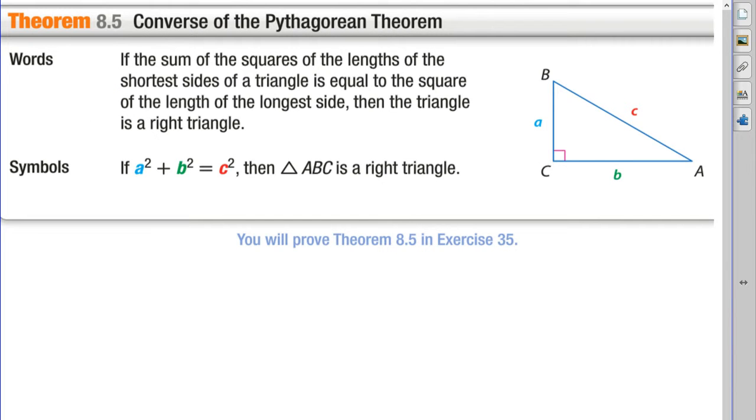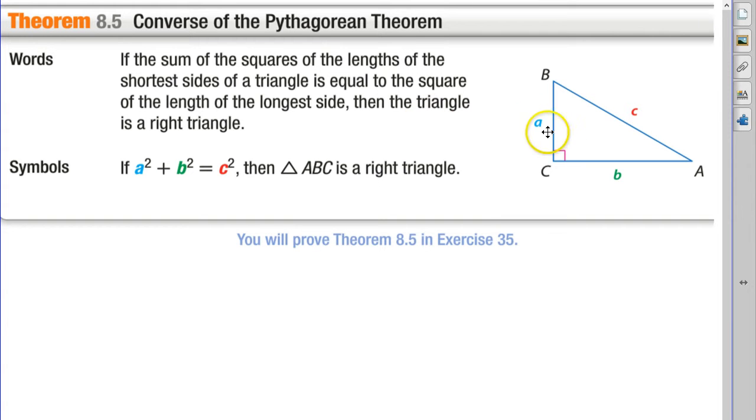Okay, now the last theorem for this section, it's actually a three-part theorem, but it's really just one theorem. And when we go over it in class, I'll always think of it as one theorem. So the book calls it the converse of the Pythagorean theorem, and that is that if you have a triangle and a squared plus b squared equals c squared, you know it's a right triangle. Remember, converse flips it.